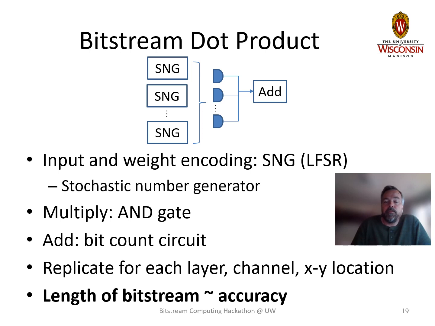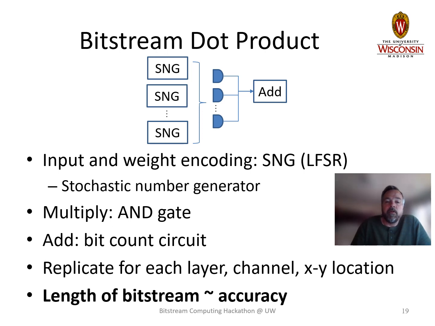And then this circuit basically needs to be replicated within each layer of your network for every channel and for every XY location. And so there are a lot of instances of these dot product engines, but each one of them is relatively inexpensive, and so we can afford to replicate lots of them to build our entire network.